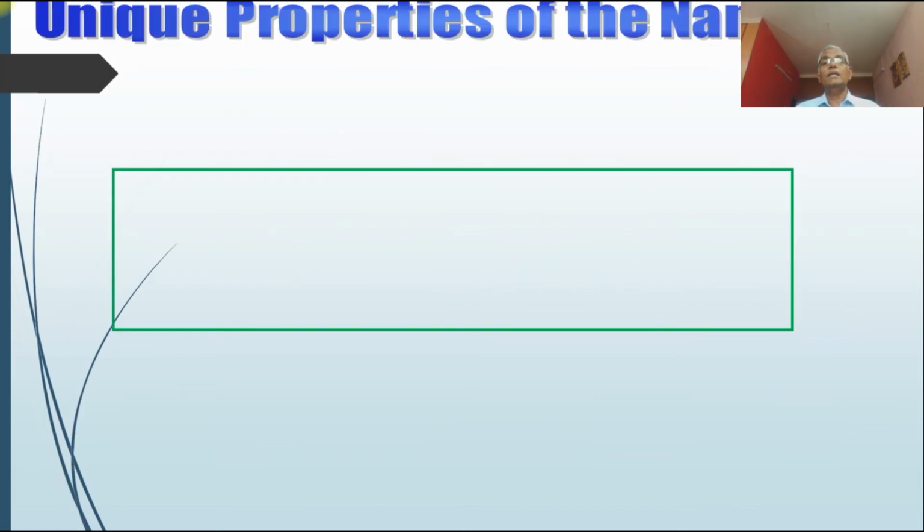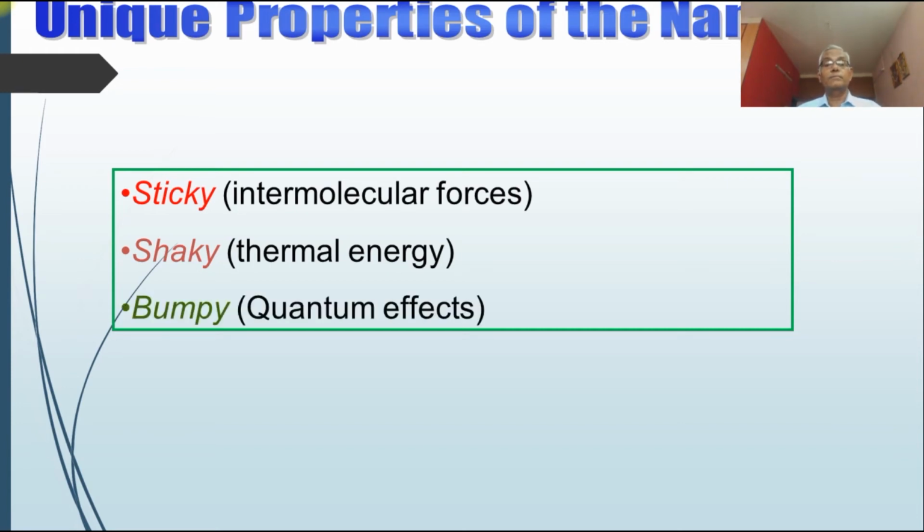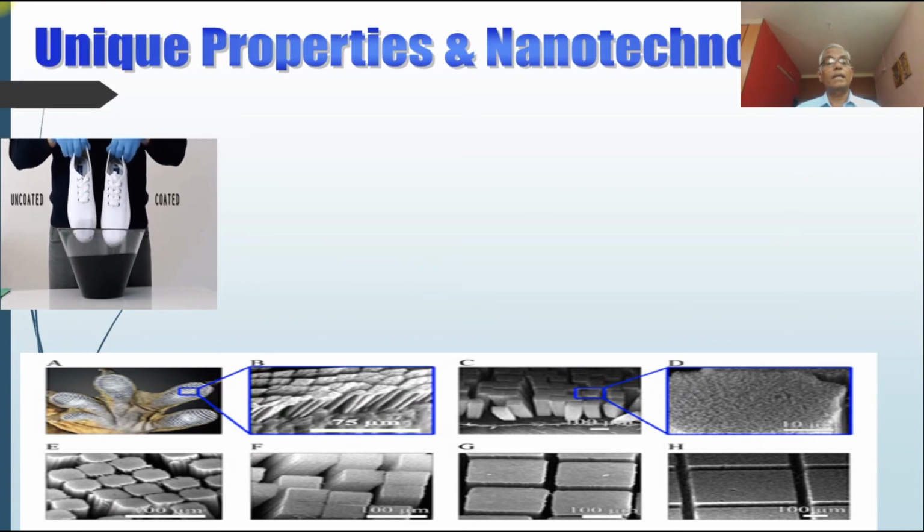So the nanomaterial has a nanoscale. If you see, they have unique properties which are not seen in the bulk. One is intermolecular forces, because of which we can have stickiness. Shaky thermal energy is also there; they are susceptible to thermal energy. Then bumpy, because of the quantum effect, quantum dots can have the bumpy effect. So the same we carry on.